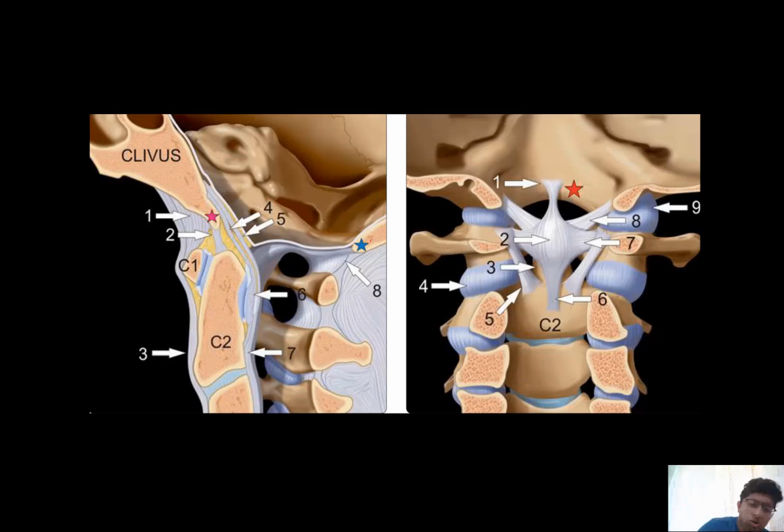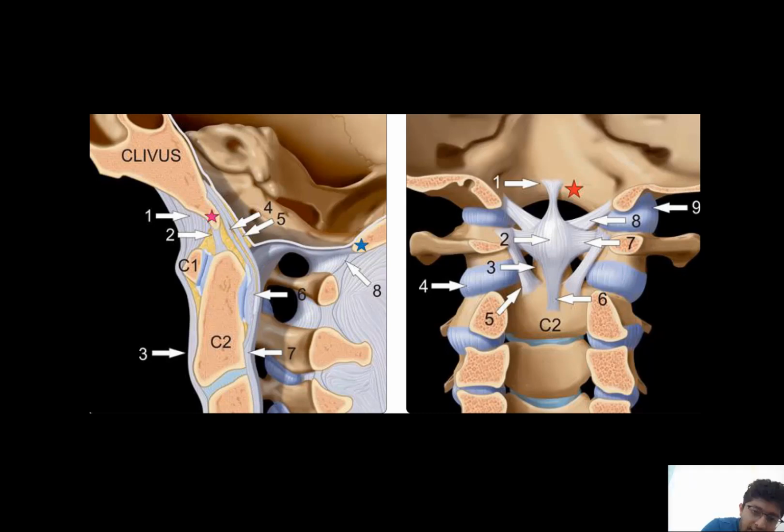The bones that are involved here are the occipital bone, the atlas, and the axis. Atlas is nothing but the C1 vertebral body and axis is nothing but the C2 vertebral body. So these are the bones which take part in the craniovertebral junction.